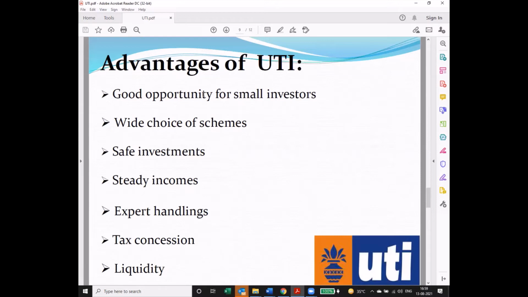Obviously, UTI in its initial schemes by 1990 and early 1990s had schemes which had protection value. That if you invest into this account, if you invest 1,000 rupees, you will at least get 1,500, right?